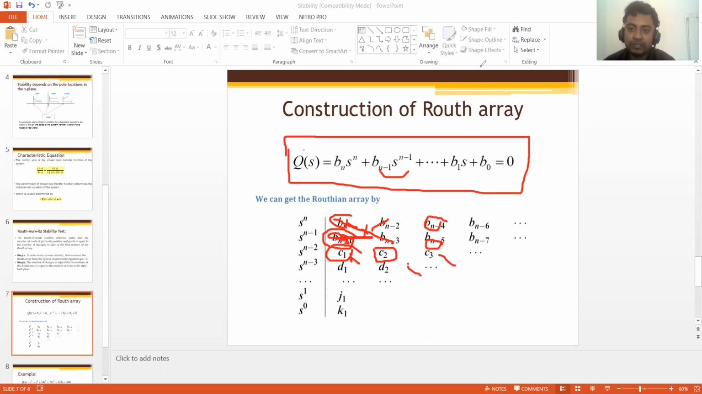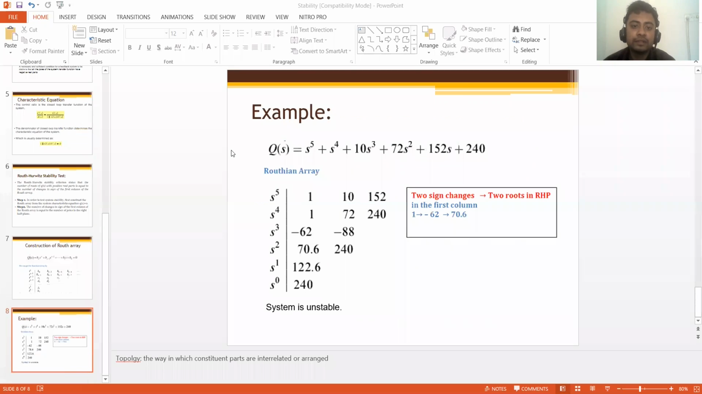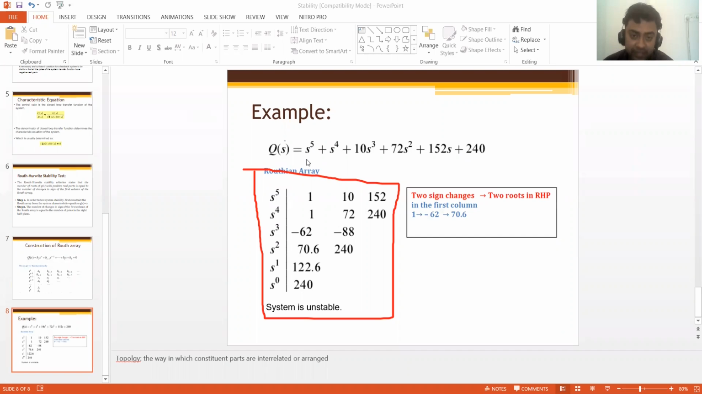So let's see an example. This is the characteristic equation that is found from the closed loop transfer function gain. From this we have to form the Routh array. The Routh array is formed here from the previous slide's formula. The highest power here is s to the power 5, and its coefficient is 1. The next coefficient is 10, next is 152, and the next power is s to the power 4, which has a coefficient of 1, next is 72, and last is 240.